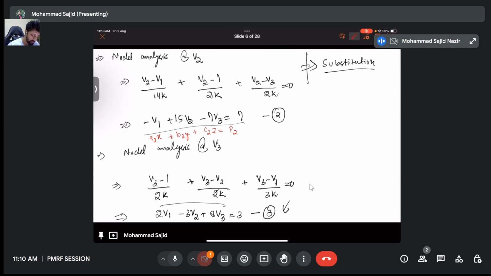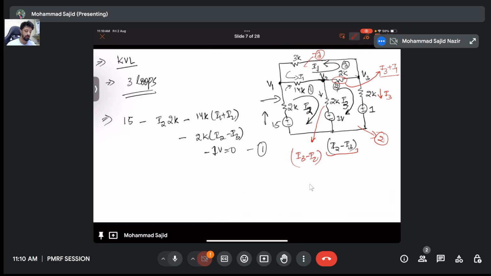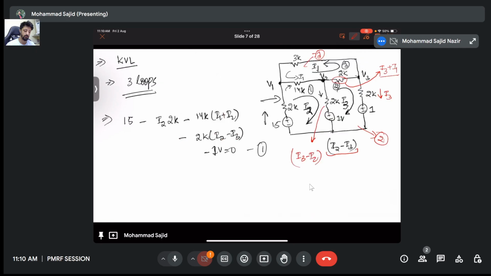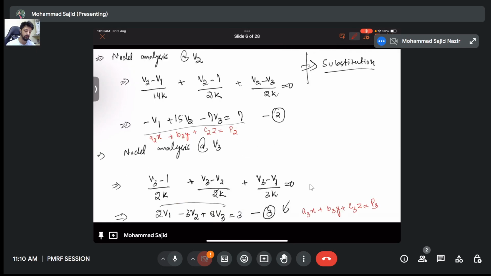So on simplifying, we get the third equation again of the format a3x plus b3y plus c3z equivalent to p3. So these are the three equations. Now let's stop here. How can you solve these equations? There are simple methods, right?